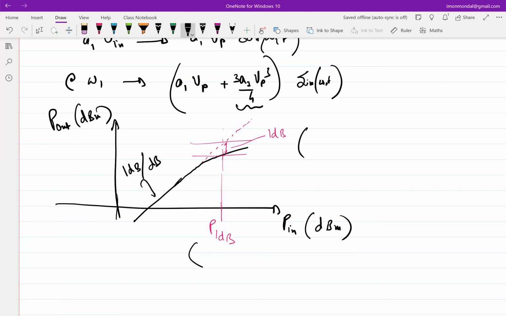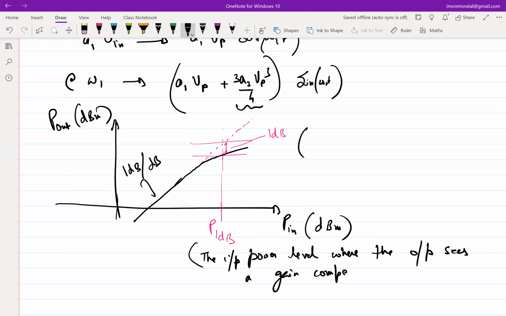So P1 dB is the input power level where the output sees a gain compression of 1 dB.